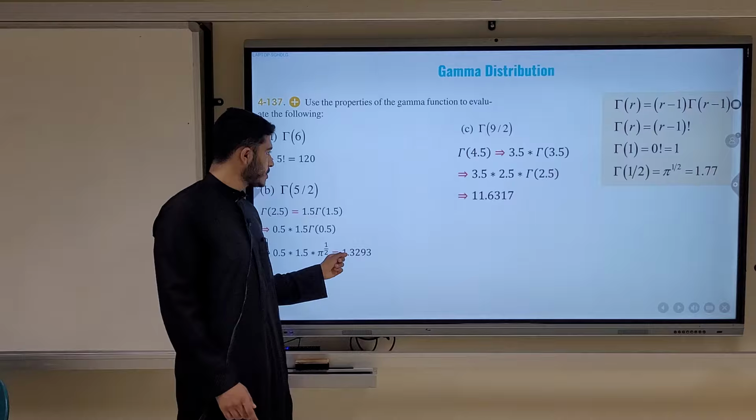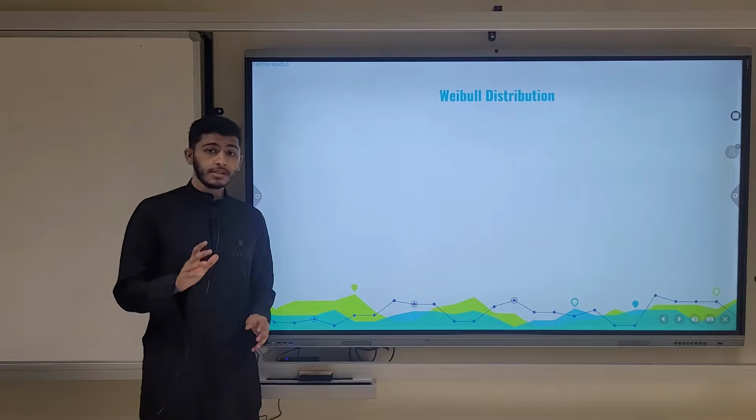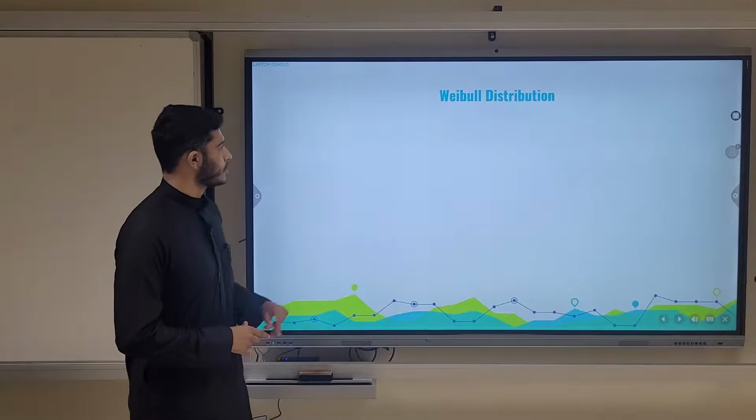So, you know, we already know its value. Multiply it by these numbers and you're going to get the answer at the end, inshallah. The last distribution we're going to have is the Weibull distribution.